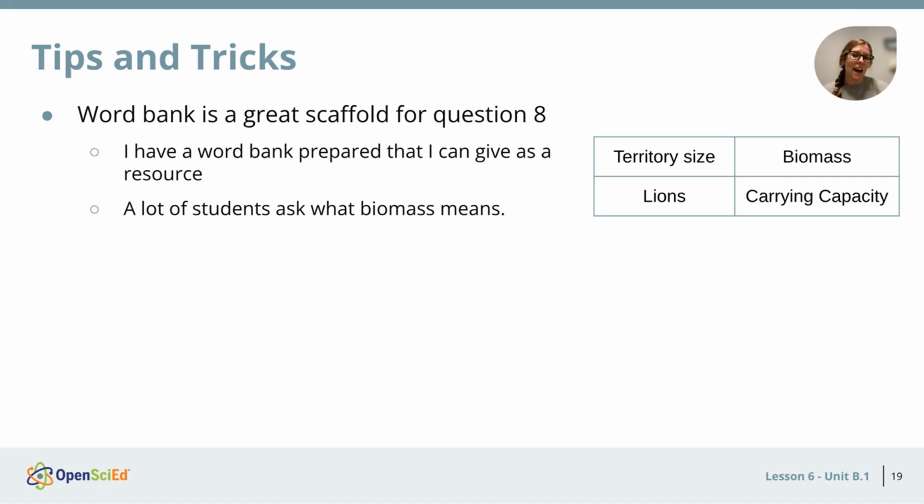A lot of my students ask what biomass means. I break the word down into its parts. I ask them, what do you think bio means? What do you think mass means? And what happens when we put them together?